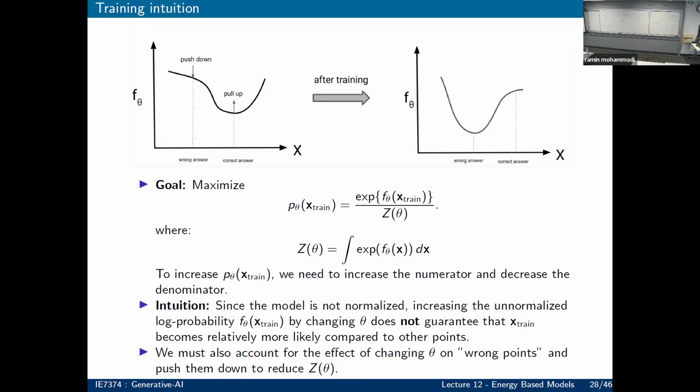Again, our goal will be to maximize the probability of a data point. Probability of data is defined as the exponential of the model function that you have, divided by some normalization term. And the normalization term, again, comes from here.